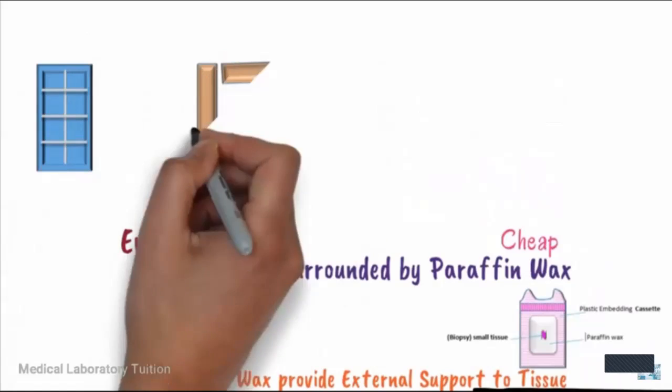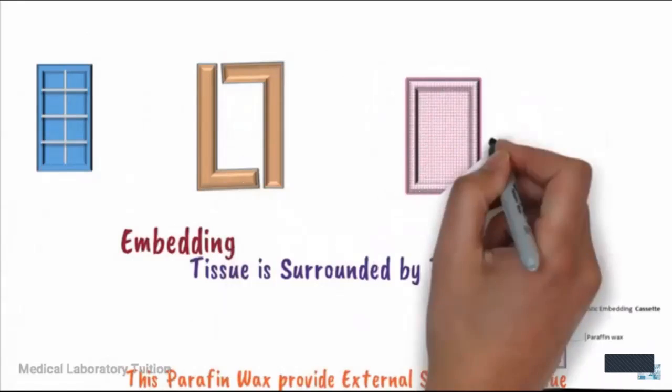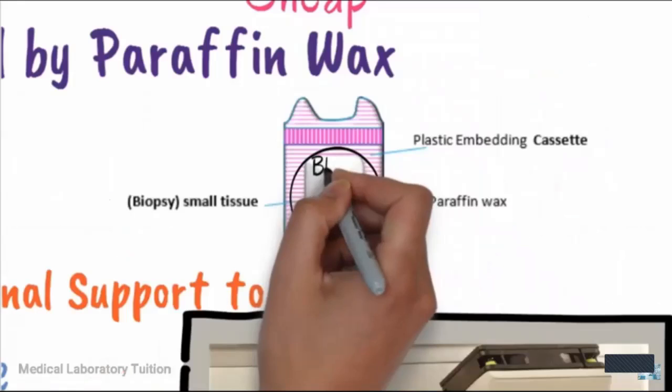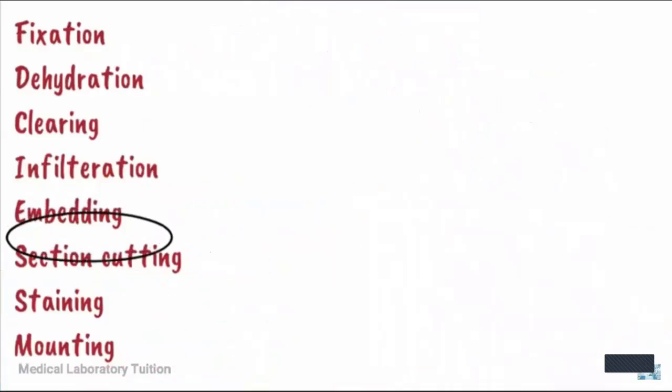Previously for embedding we used plasticized trays and L molds, but nowadays we use plastic embedding cassettes. Now finally the tissue with embedding medium is called a block. It is ready for section cutting.